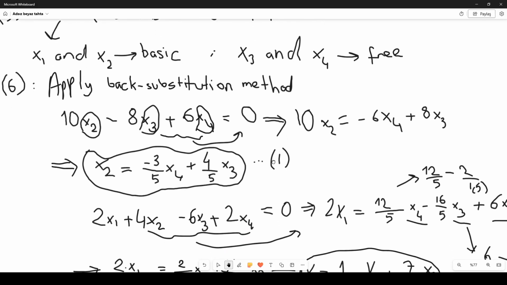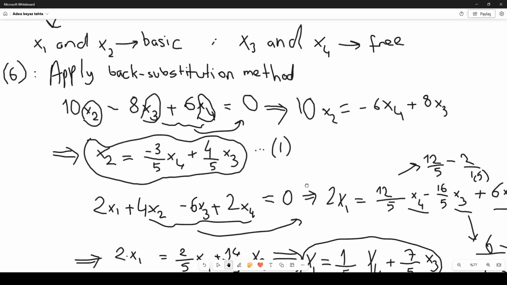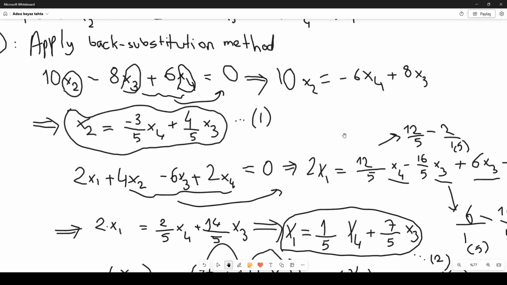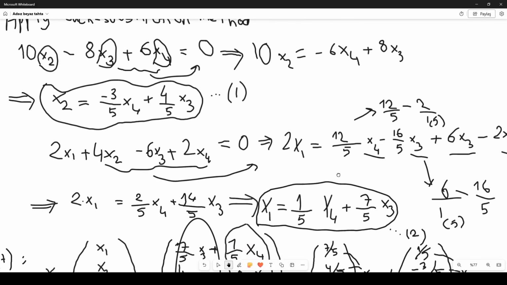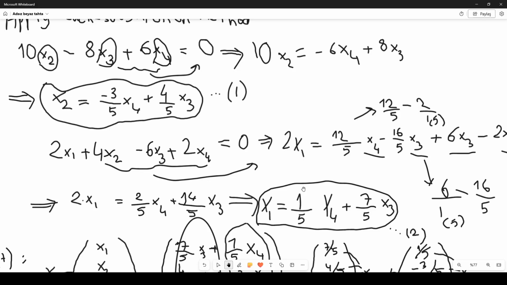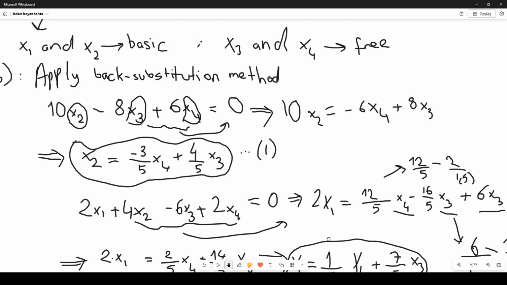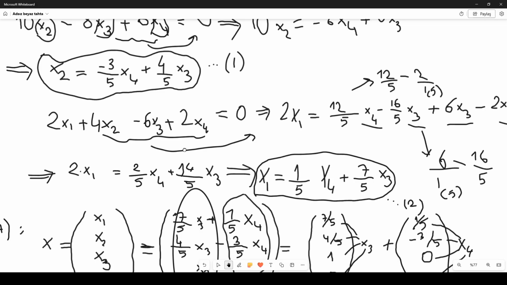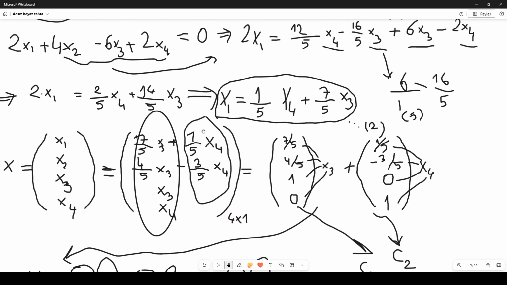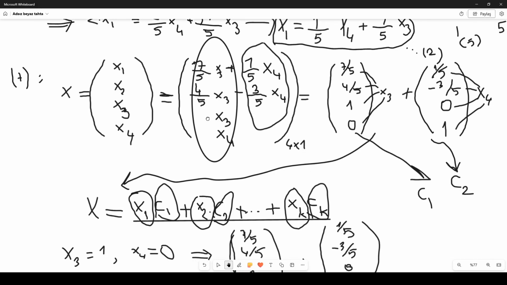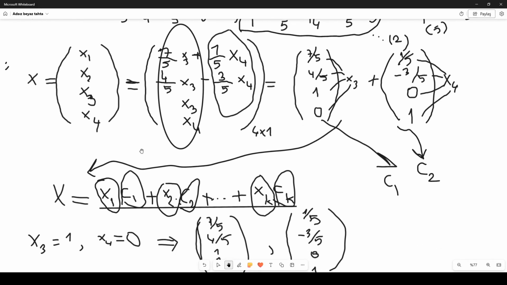After deciding which are the basic variables and which are the free variables, we apply the back substitution method in our row echelon form matrix to express these basic variables as an algebraic sum of free variables, in order to form the structure of the general solution. So we have x1 and x2, which are basic variables, and I write x1 and x2 in terms of the free variables x3 and x4. And after doing so, in the last step, I form the structure of the general solution.